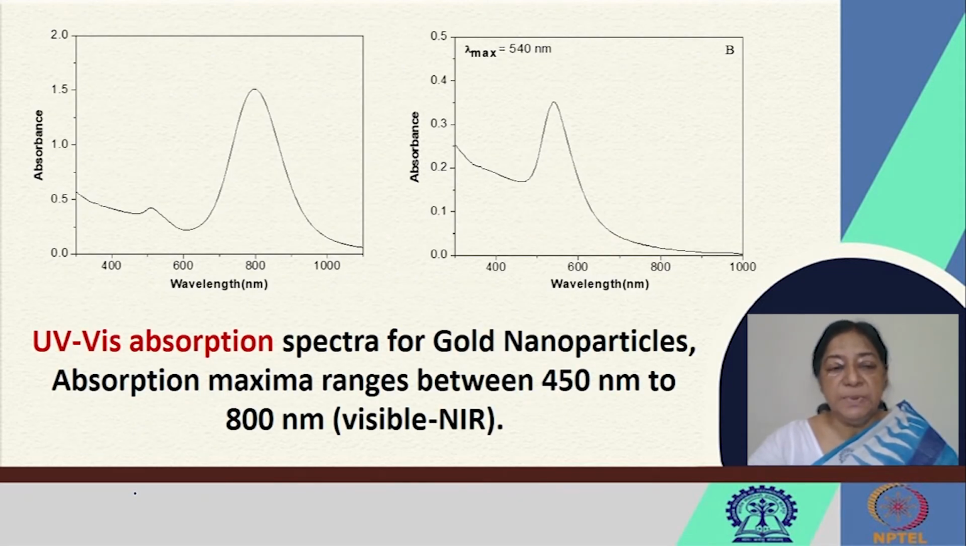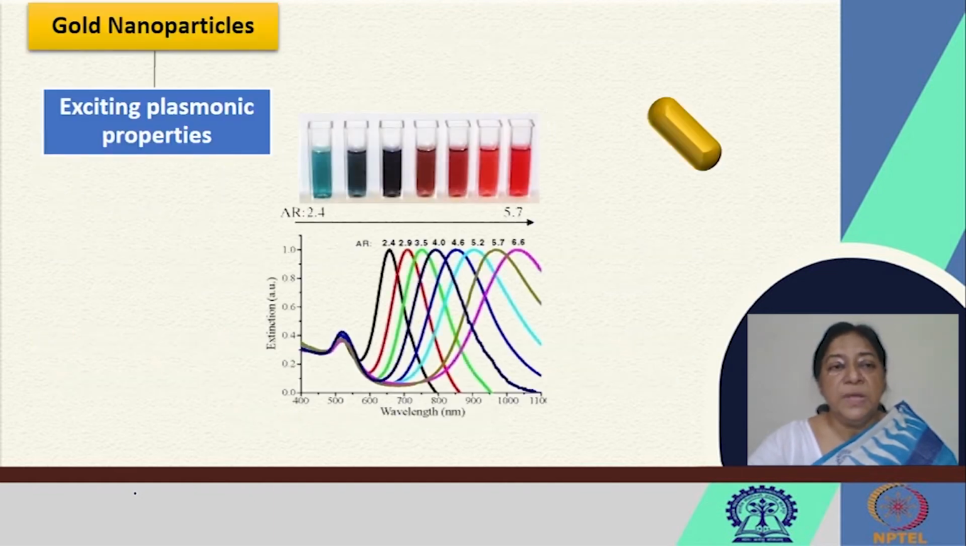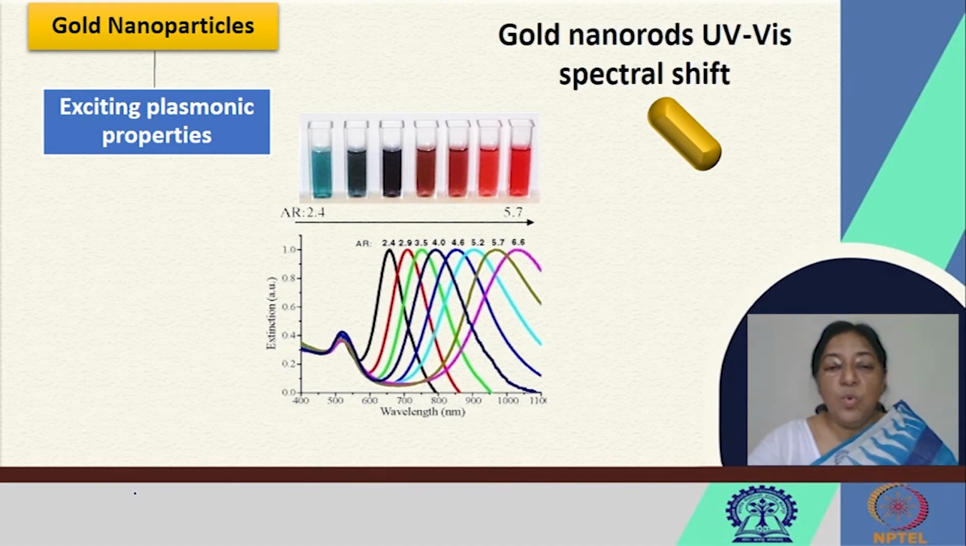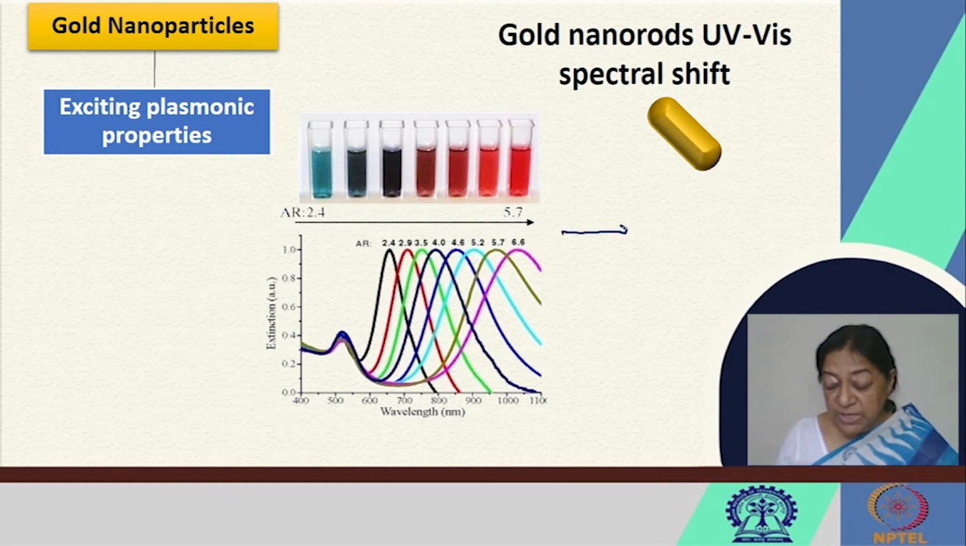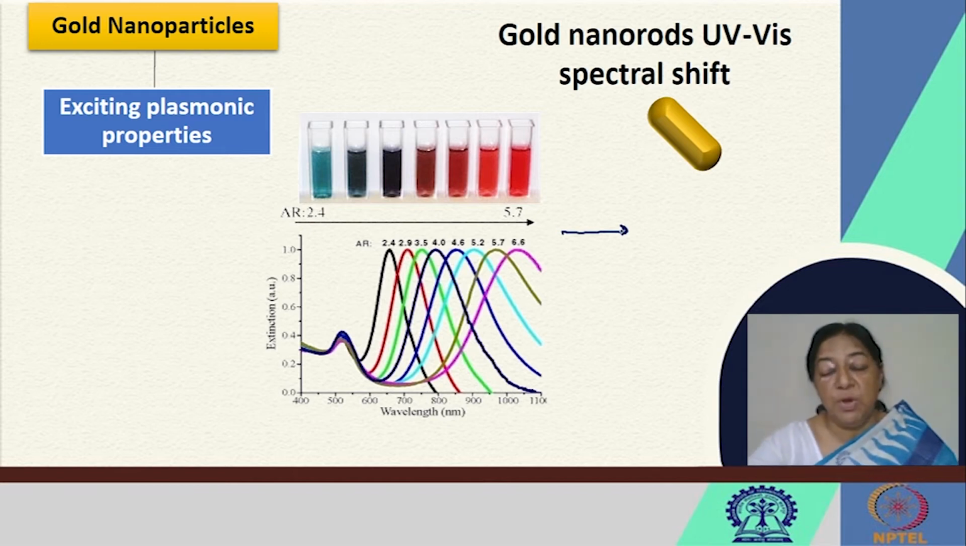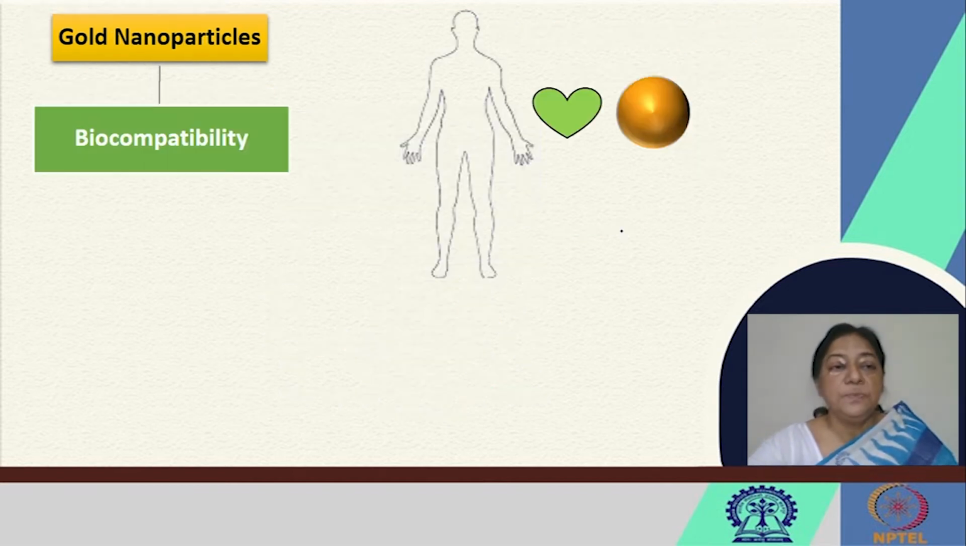This is a typical UV-vis absorption spectrum for gold nanoparticles, where the absorption maxima ranges between 450 and 800 nanometers. There are exciting plasmonic properties of these gold nanoparticles, and what happens for these gold nanorods is there is a spectral shift associated with the size and the shape of the nanoparticle.